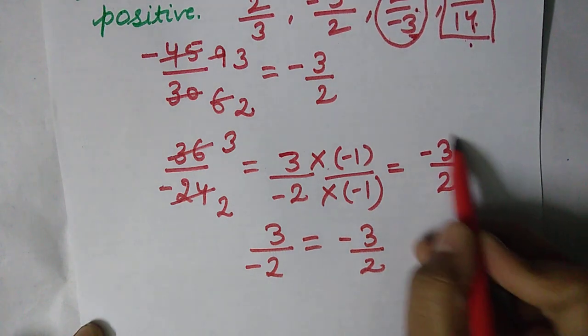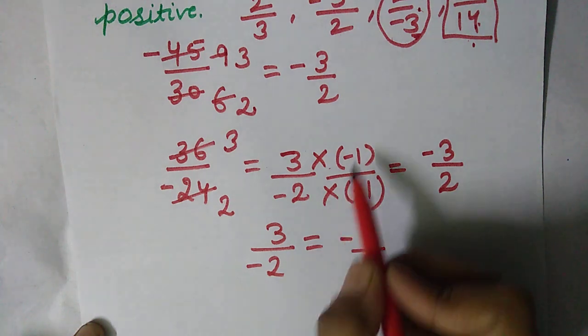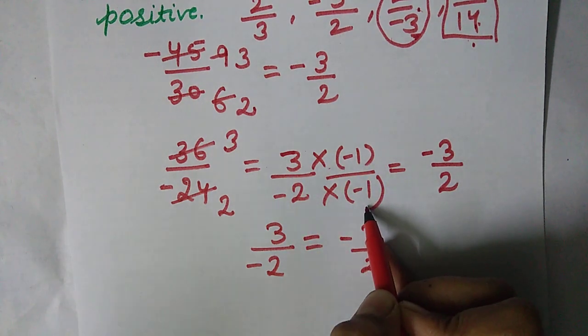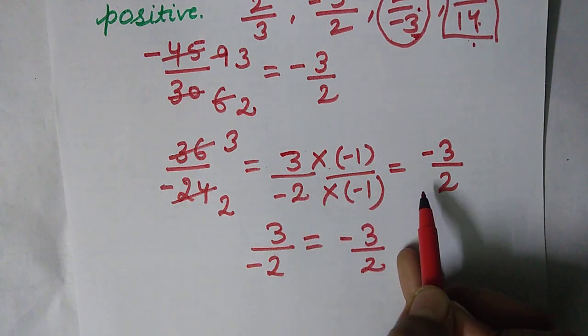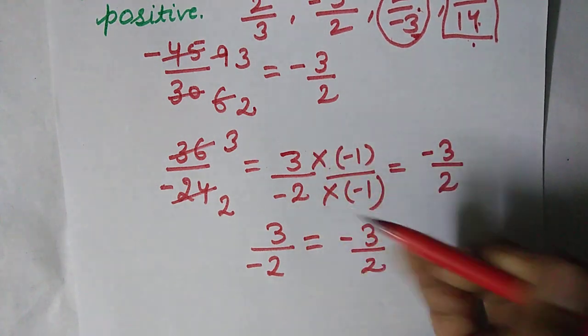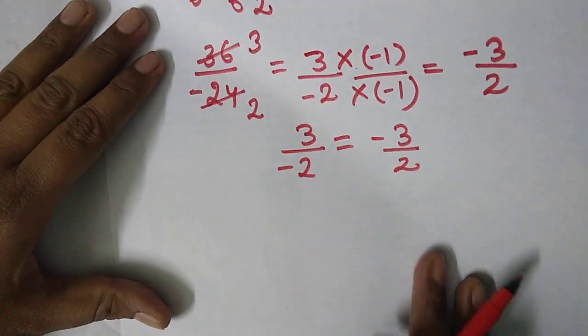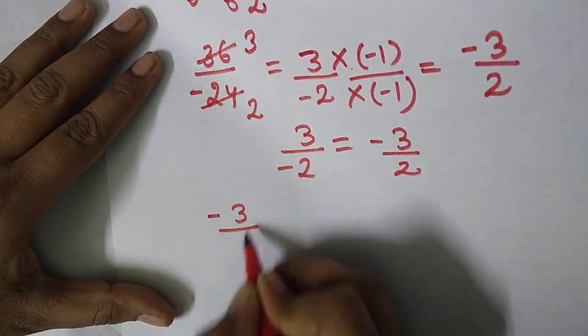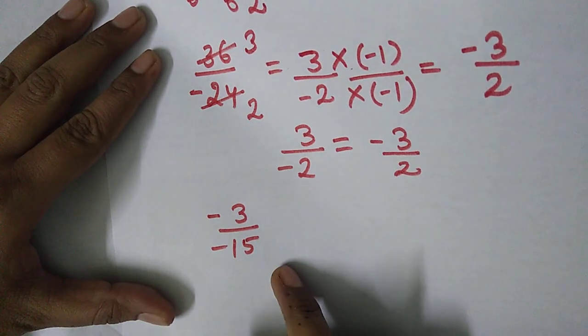Okay. So this is how you can make a number which is not in standard form. You can make it standard form by making the denominator positive and converting it into simplest form. Okay, one more example I am taking. This is minus 3 by minus 15. The question is reduce to standard form.